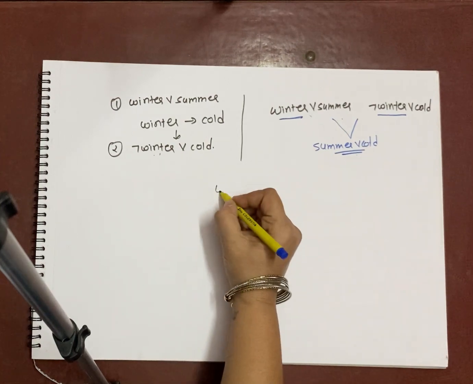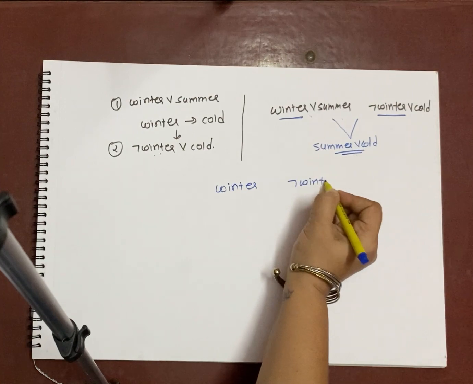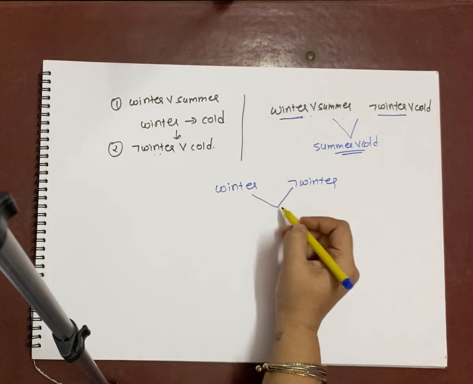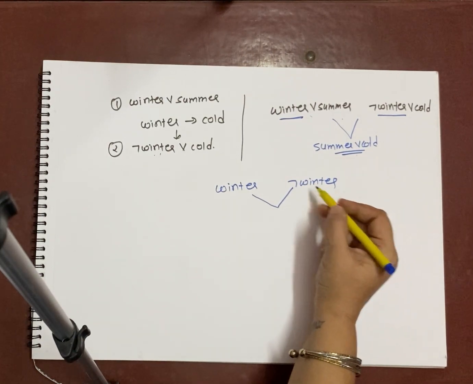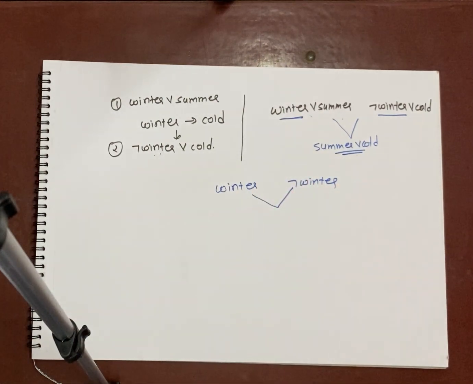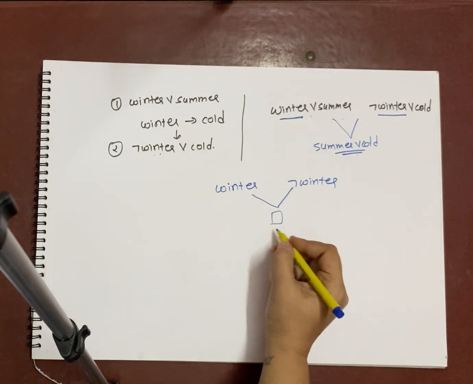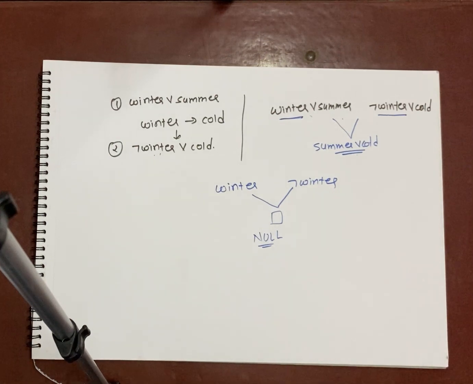For example, if you end up with "winter" and "not winter" and you apply resolution to them, what is going to be the resolvent? You don't have anything available to be ORed in either of the parent clauses, so actually the contradiction is found. Winter and not winter cannot both be true at the same time, and hence you can either select a symbol for contradiction or write down null. This indicates that a contradiction is found. So this is how we apply resolution.